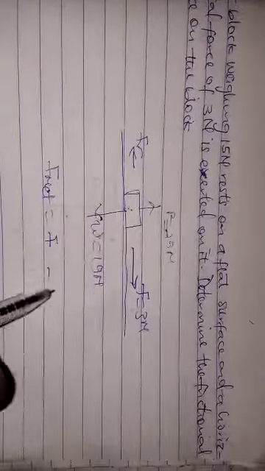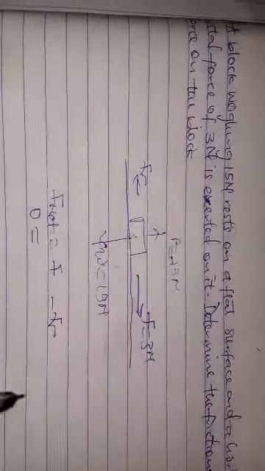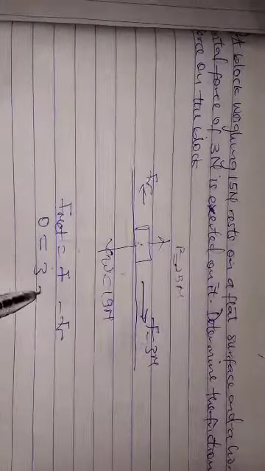Then they said what will be your frictional force? It's actually very simple. What's the formula? Net force is equals to what? F minus frictional force. So what's the net force? You know it's 0, right? Because it's not moving. What's your frictional force? 0 equals 3 minus Fr. So Fr is what? 3 Newton.